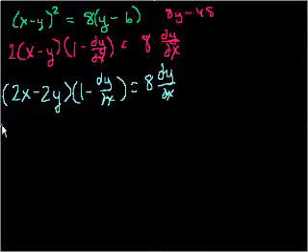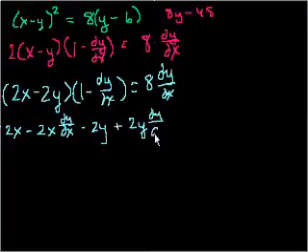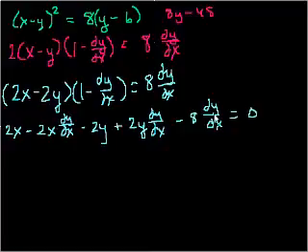dy dx. And then what can we do? We can distribute this out. So 2x times this whole thing. So 2x minus 2x dy dx, right? That times that, and then that times that, and then this times this. So minus 2y, and then minus minus, so plus 2y dy dx. And then let's take this, because I want to put all the dy dx terms on the same side. So let's subtract this from both sides of this equation. So then we get minus 8 dy dx is equal to 0.